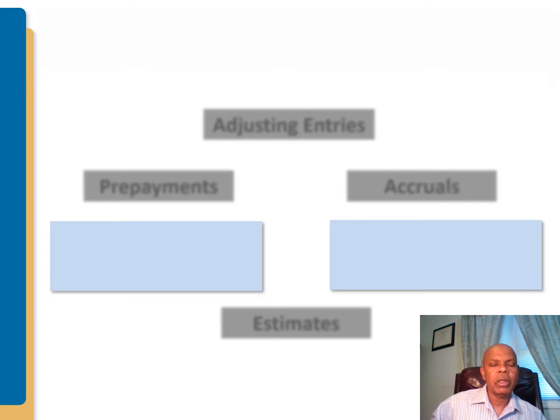Adjusting entries are needed for prepayments. Remember, we have prepaid expenses, supplies, rent, and deferred revenues, so you have to make adjustments. Also for accruals: accrued liabilities, accrued receivables. You have to make those too. And estimates: simply if you have warranties, depreciation, all kinds of stuff.